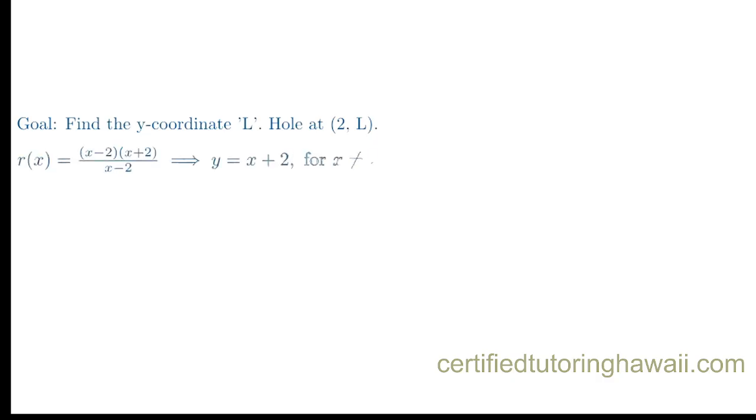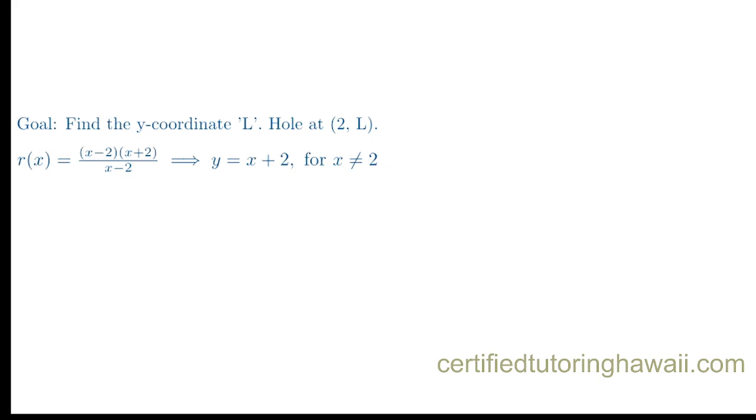Now that we know a hole exists at x equals 2, our next objective is to find its exact location, which means finding the y-coordinate. We need to find the point (2, L). We find the y-coordinate of the hole by using the simplified version of the function. Since the factor x minus 2 cancels out, the simplified function is y equals x plus 2, but only for values of x that are not 2.